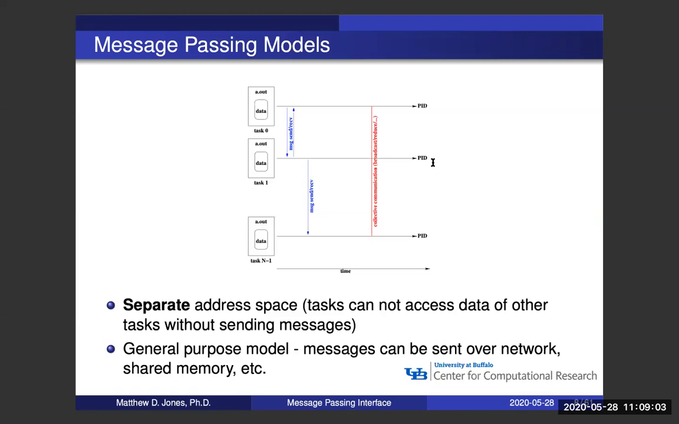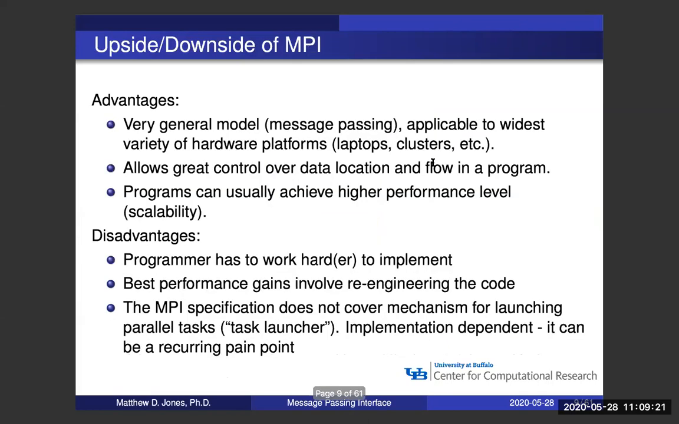And those are the blue arrows for the sends and the receives, or you might have a collective communication that involves more than two processes at a time, a broadcast or a reduction or something like that. And of course, this goes on over the course of time. The communication pattern is entirely dependent on the type of problem that you're actually trying to solve. So this is a very general purpose model, which is one of the advantages of this model, that you can run it anywhere.